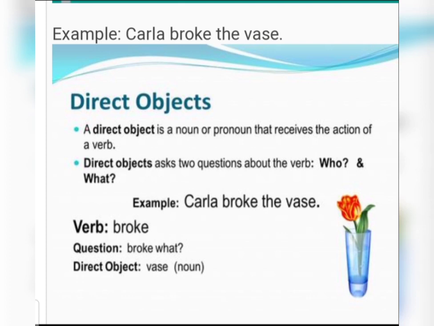For example, Carla broke the vase. In this sentence, you can see Carla is a noun, broke is the verb. Verb means what? Action word, and the vase. So we have to find here which is the direct object. When we ask the question to the verb with what or who, that time we get the direct object. Direct object means what? D-O. See here, what is the verb? Broke. So if I ask the verb the question what did Carla break? Yes, she broke the vase. So you will get the answer: the vase.